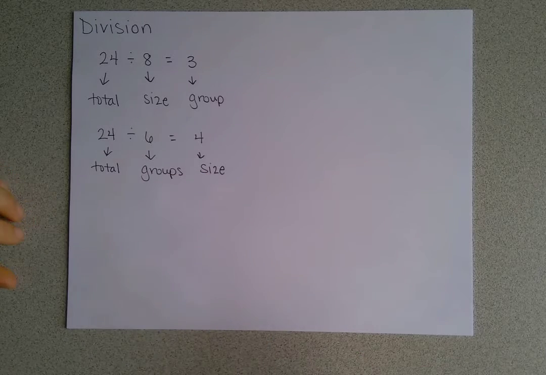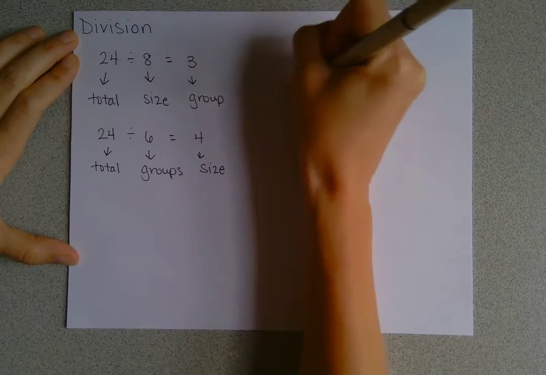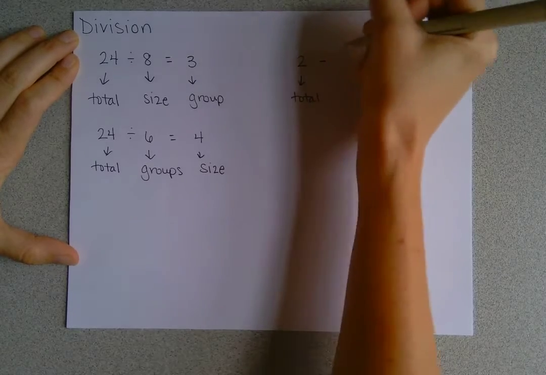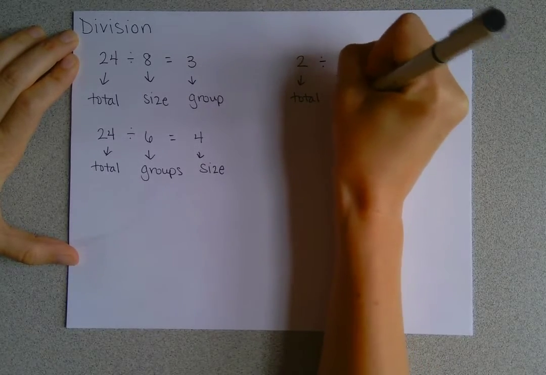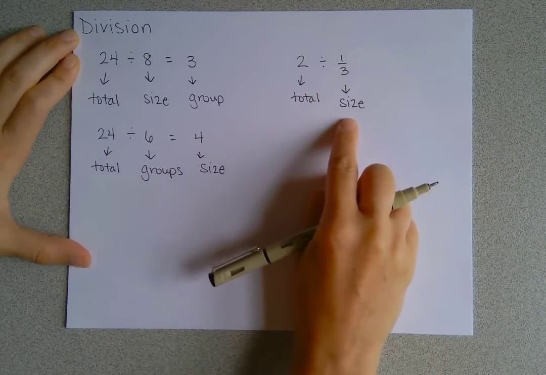How does that work if we are looking at fractions? So say I have 2 as my total, and I want to divide that by 1/3. So that is the size of my group. Each group is going to be sized 1/3.